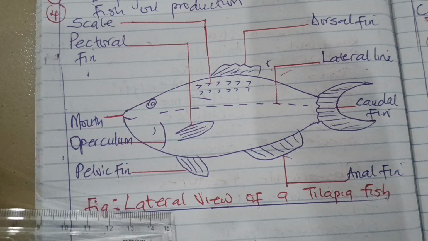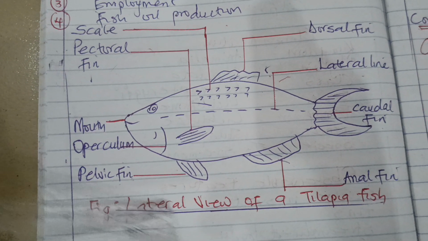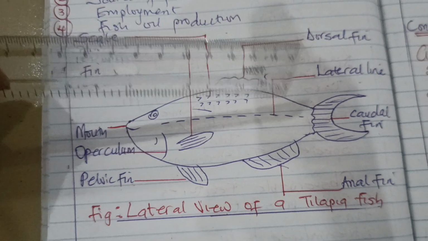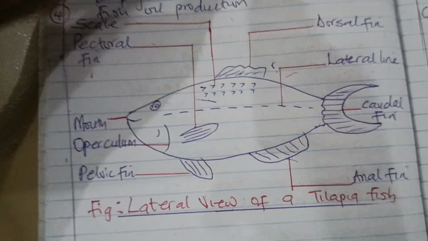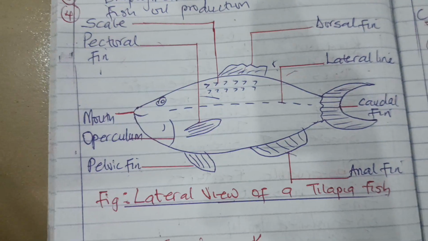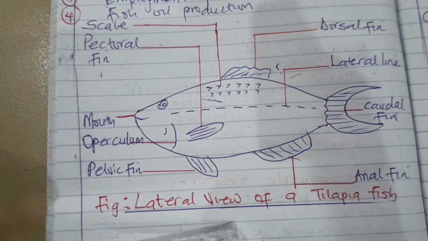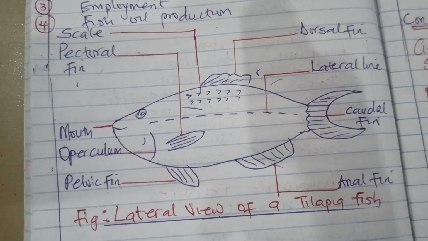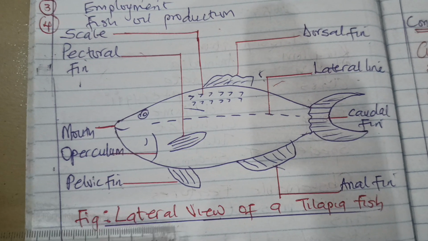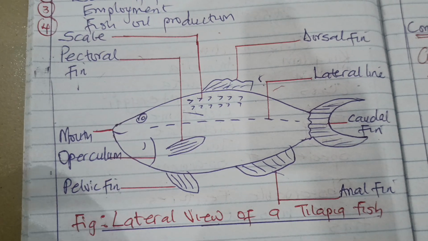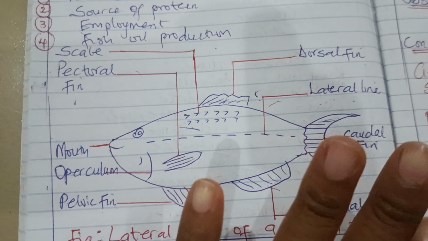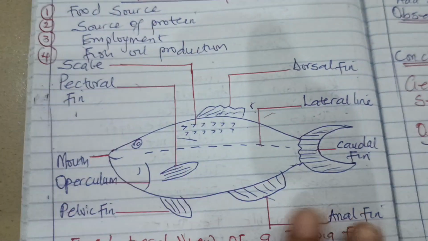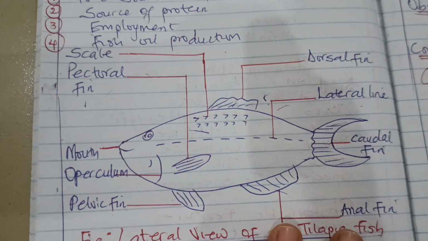And finally, don't forget the view, the title of your diagram. Most times with fish, you'll be drawing the lateral view. That's that view that faces like this. You see, I said lateral view of a tilapia fish. You might draw catfish, I don't know. If you're drawing catfish, you can say lateral view of a catfish. So most times the drawing of fish comes in the lateral view. Yes, this is the lateral view of a fish.